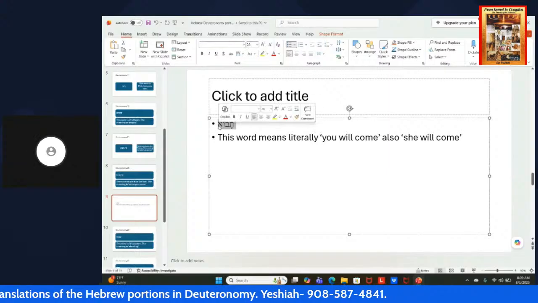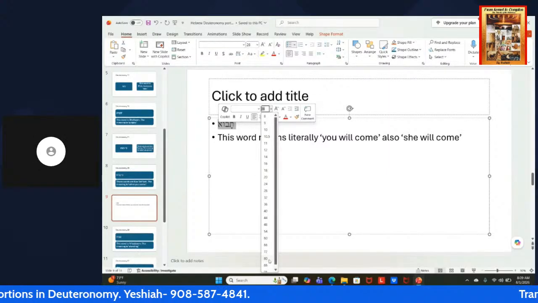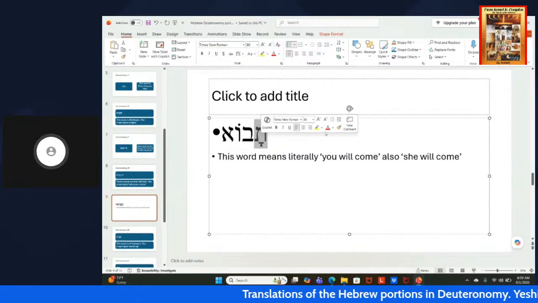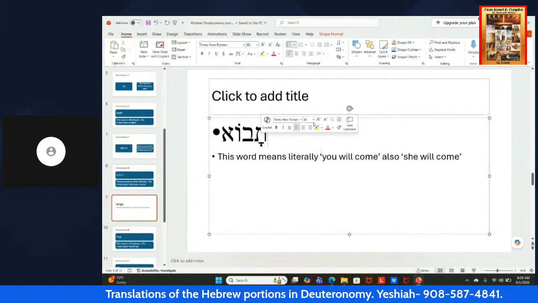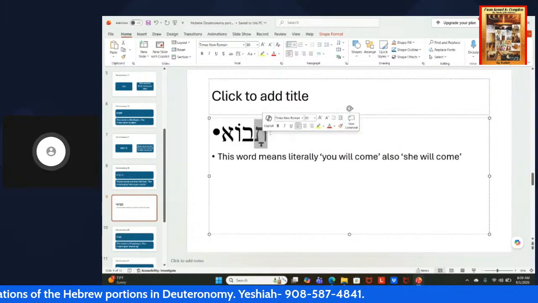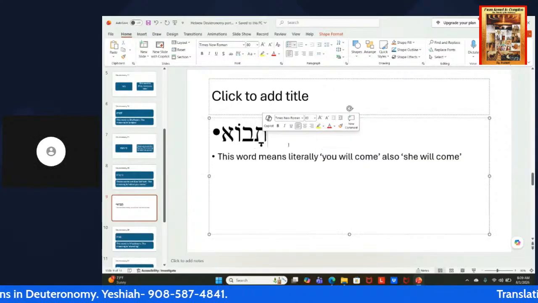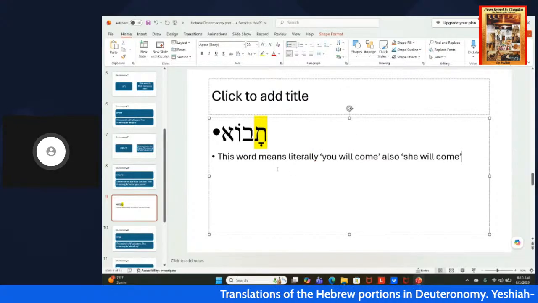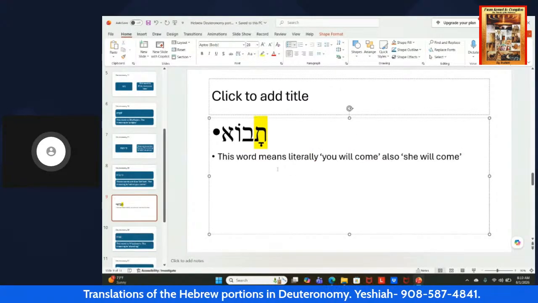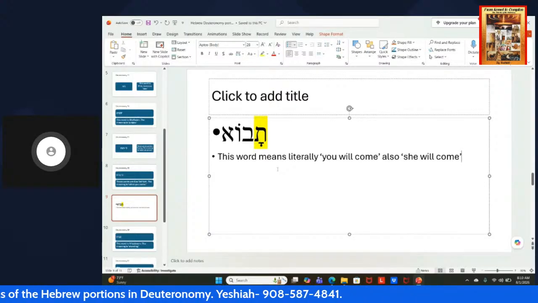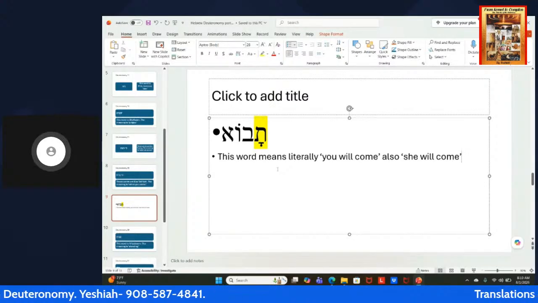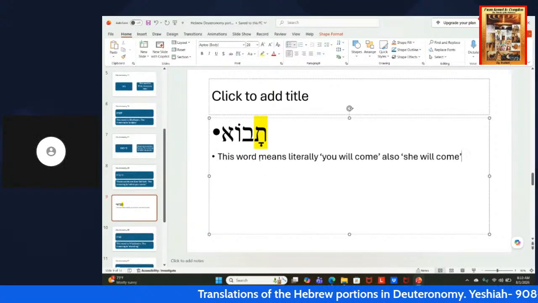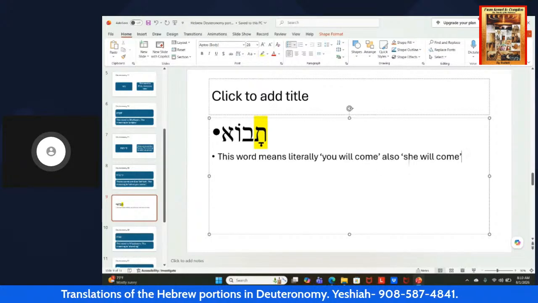This word here, if we were to now enlarge it, this tau is a feminine letter. In Hebrew, the second person masculine, which means you, is also the third person feminine, she. So tokal means you will eat. Tokal means she will eat as well. So we can use the pronouns if we want to, or a name, be it male or female, if we want to be more specific and clear when speaking. Now, tabo, meaning you will come, also means she will come.